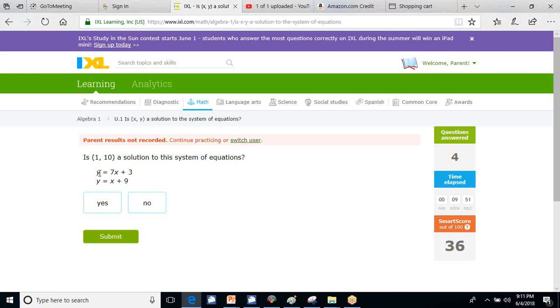This equation is y is equal to 7x plus 3 and y is equal to x plus 9. Is (1, 10) a solution of these equations? All right. So as I showed you before, let's approach it how we did.